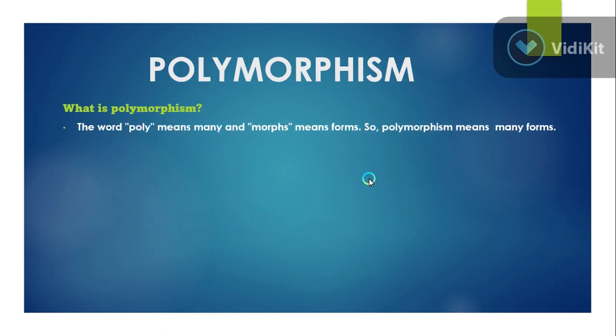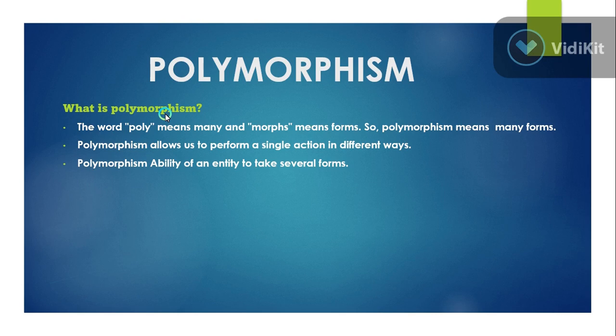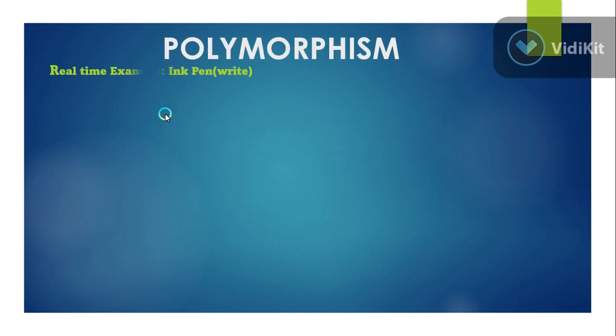What is polymorphism? The word poly means many, morph means forms. So polymorphism means many forms. Polymorphism allows us to perform a single action in different ways. Polymorphism is the ability of an entity to take several forms. We can say like this.